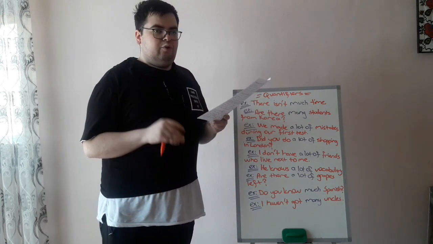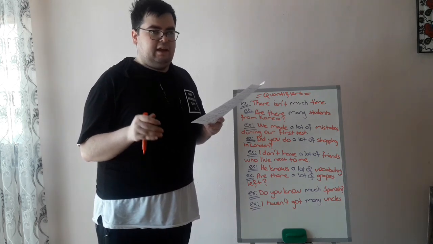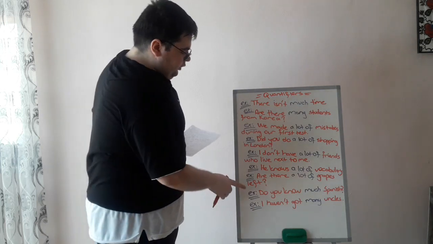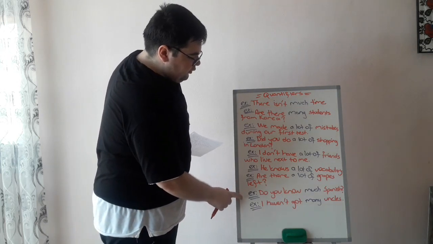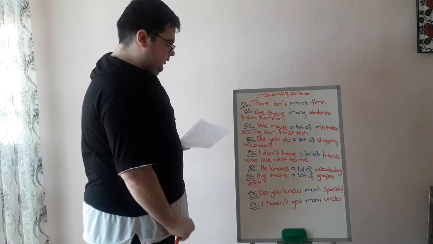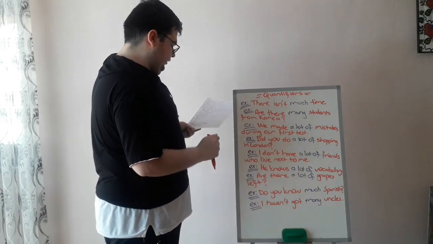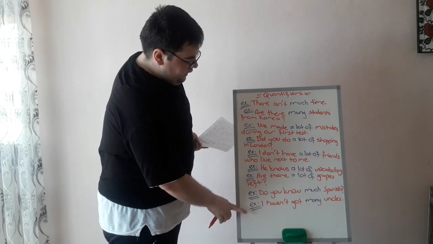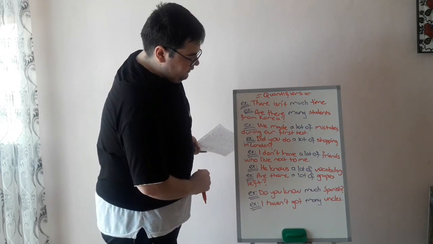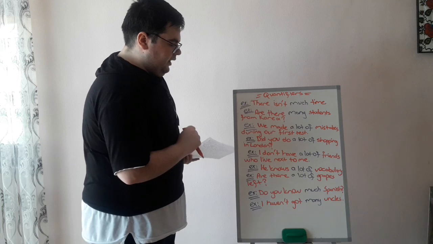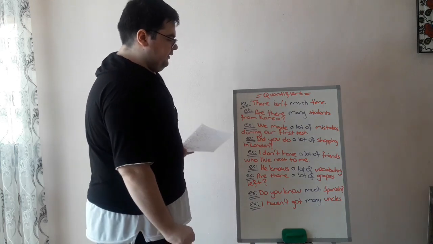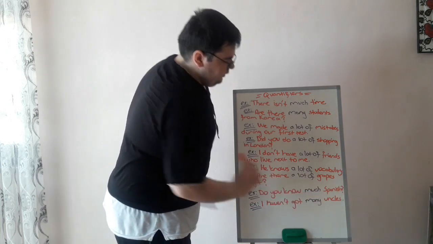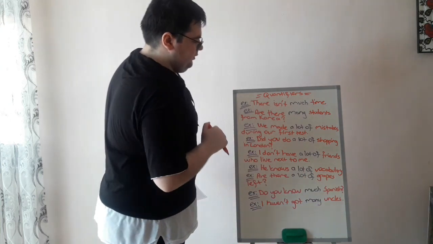We usually use much and many in negative sentences and questions. Let's look at our example. Do you know much Spanish? Let's look at another example. I haven't got many uncles. Uncles, countable. Spanish, uncountable.